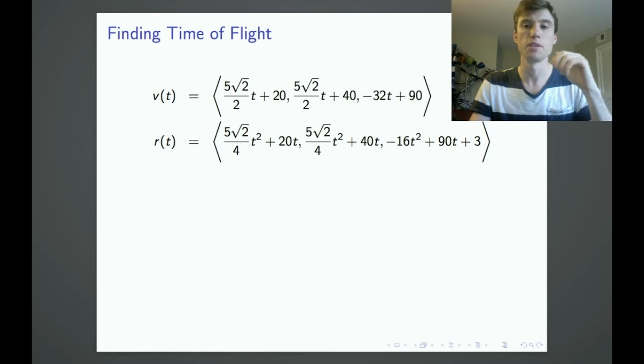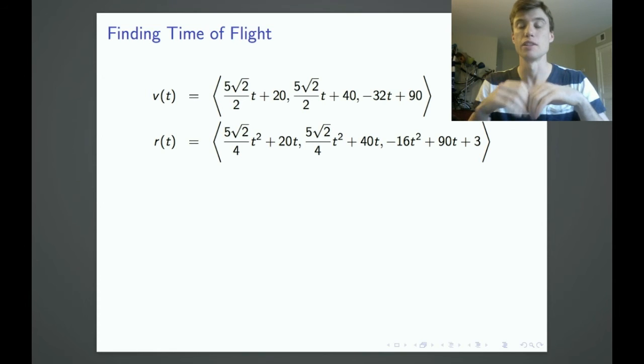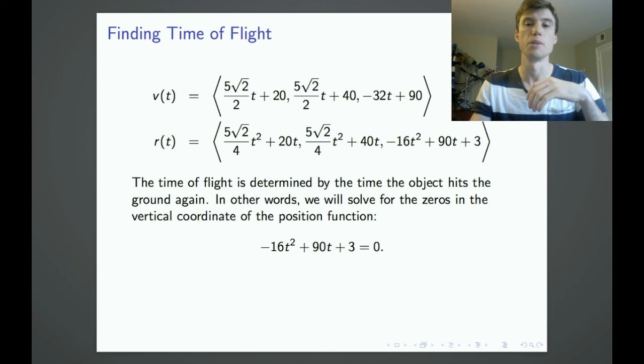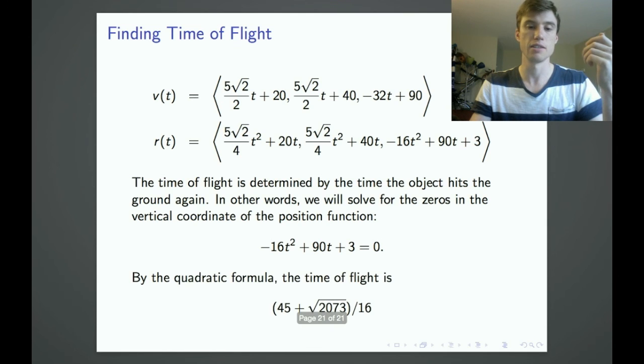Time of flight. Time of flight will begin at 0 and end when we have returned to Earth. This amounts to calculating the zeros of the position function. So a simple application of the quadratic formula to the z-coordinate of our position function will give us the time when our potato hits the ground. In this case, our time of flight is given by 45 plus root 207.3 divided by 16.